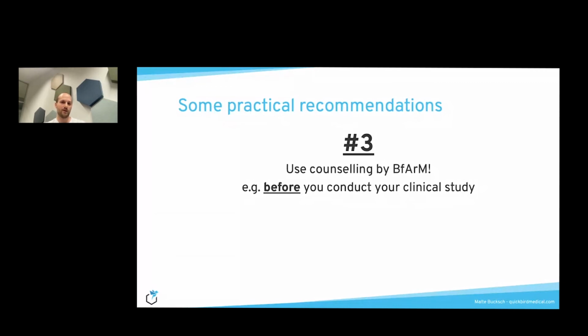My fourth recommendation is go for a class 1 medical device. If you can somehow prevent it, don't go for 2A. It's a lot more effort because you need to have a notified body involved which audits you, and it will take more time, will be more cost intensive. And if you have a class 1 device, it's just much easier.